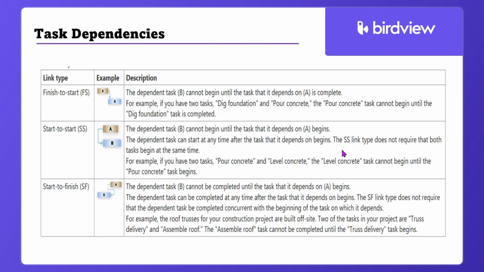What are the different types of dependencies that Birdview supports? We'll begin with the finish to start dependency. In this dependency, the dependent task B cannot begin until the task that it depends on, A, is complete. Another common type of dependency found in Birdview as well is the start to start dependency. In this instance, the dependent task B cannot begin until the task that it depends on, A, begins. And lastly, in Birdview, you will also find the start to finish dependency type. The dependent task B cannot be marked as completed until the task that it depends on, A, begins.